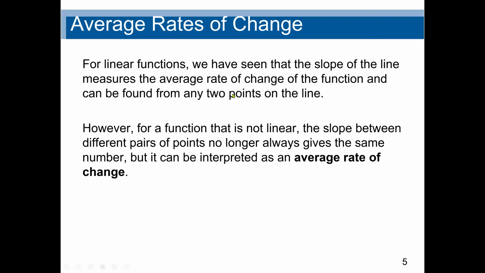In algebra, we have a straight line. The slope is constant everywhere on the line. But if the line is not straight, the slope will change in different intervals of the function. So here we need to find the average rate of change.